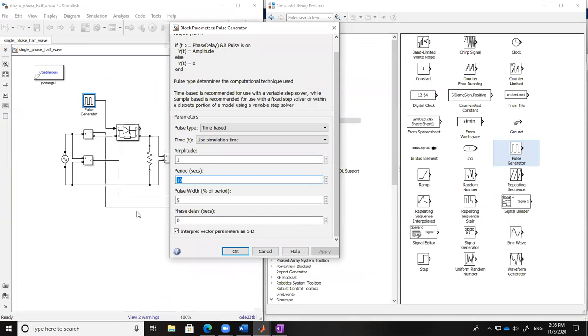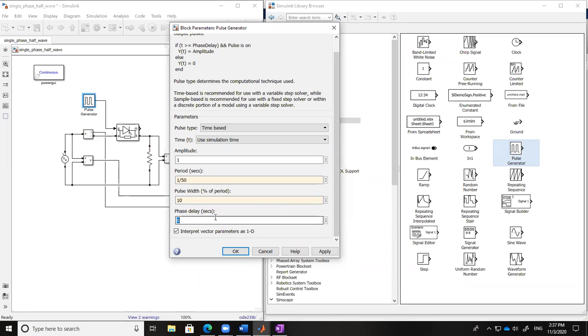So here I want to keep amplitude to 1. Period will be equal to the inverse of the frequency, remember. Frequency is 50 hertz. So I will keep period to 1 upon 50 or 0.02. Fine. Pulse width should be probably 10%. Okay, it should be actually 50%, but I'm keeping it 10% here, just for your understanding.